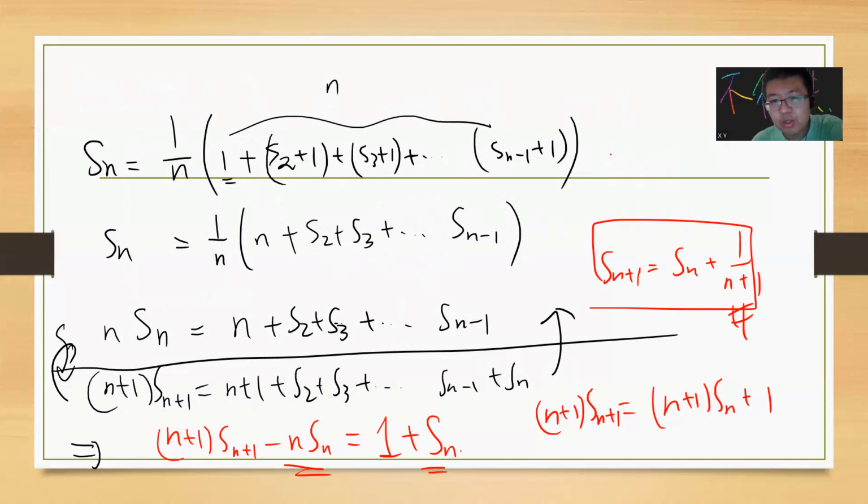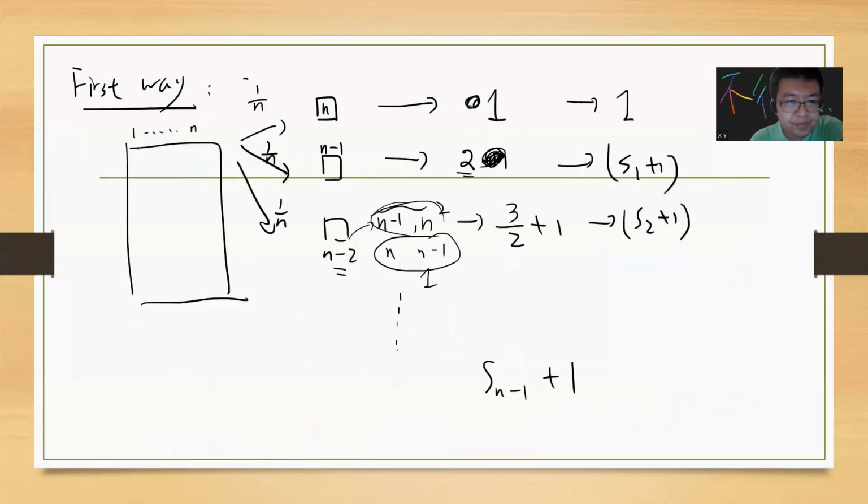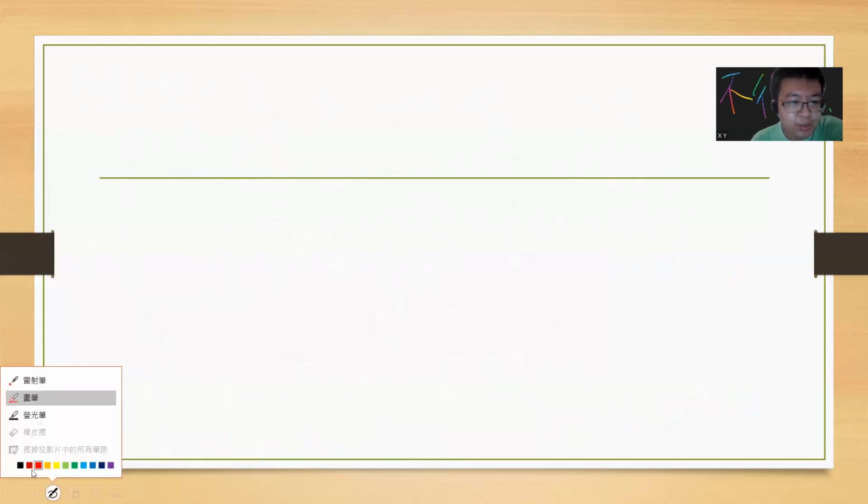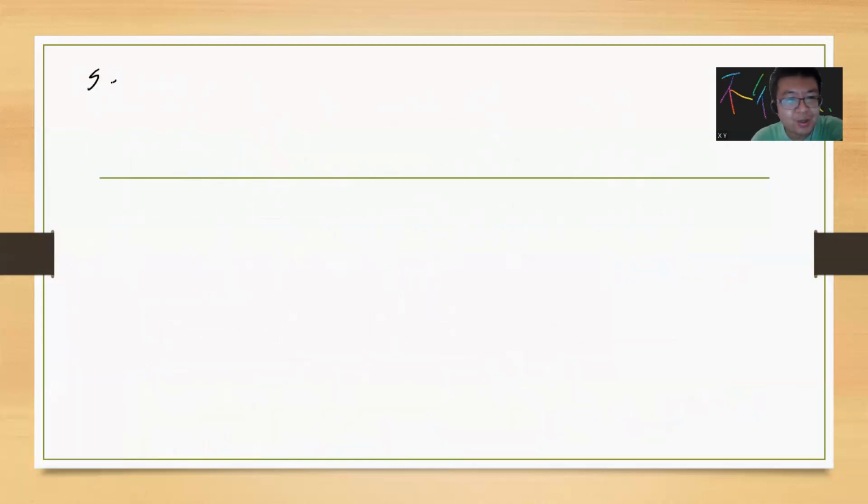Then once you know this, you know S2 is 1 plus 1/2. So you know S3 is 1 plus 1/2 plus 1/3. And then you can use mathematical induction to prove this is correct. So this is the first solution. And the second solution is one that I found online, probably the best solution.